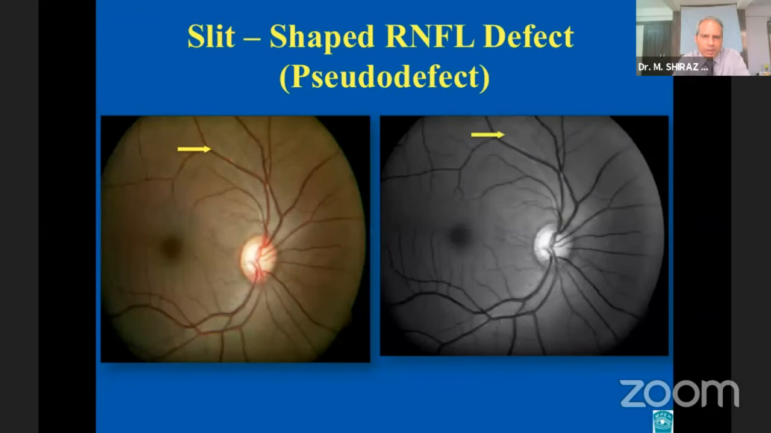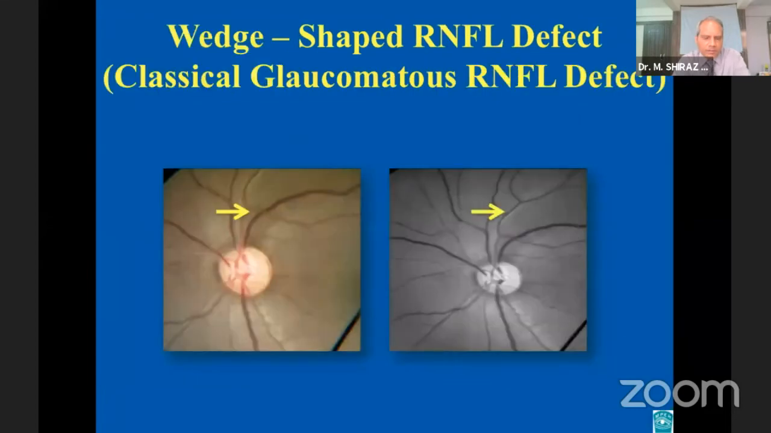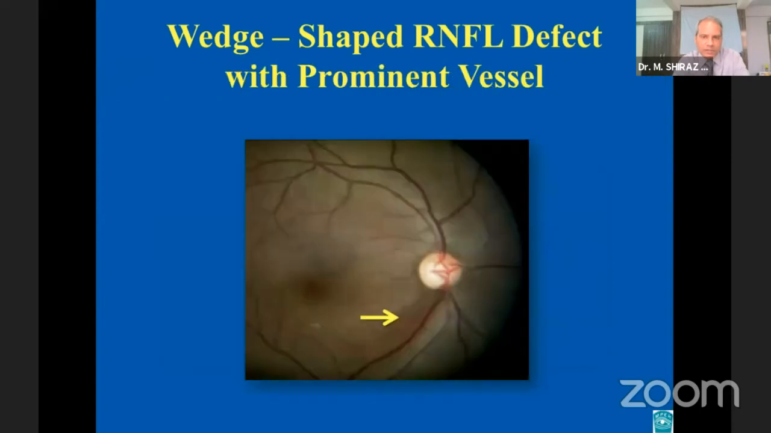This is a typical example of a slit-shaped RNFL defect. This is an example of a wedge-shaped defect that is classically seen in glaucoma. Here, I would like to emphasize that the retinal nerve fiber layer should always be examined under red-free light. It is under the red-free light that these defects become more easily distinguishable. This is a classical example of a wedge-shaped defect.